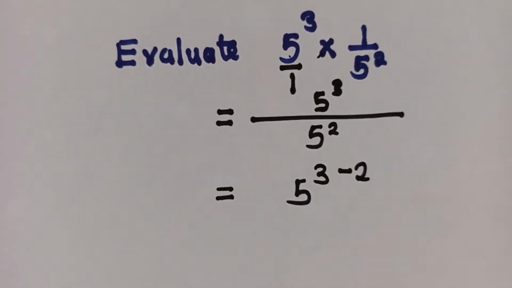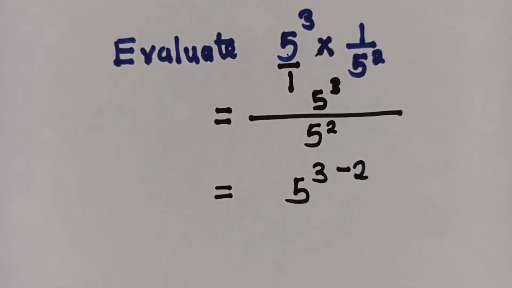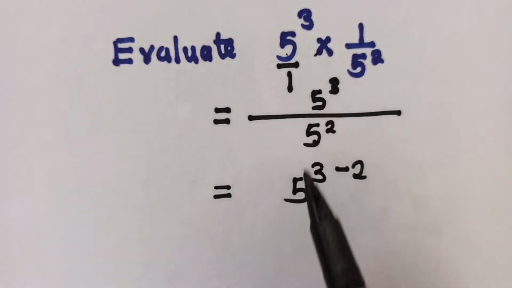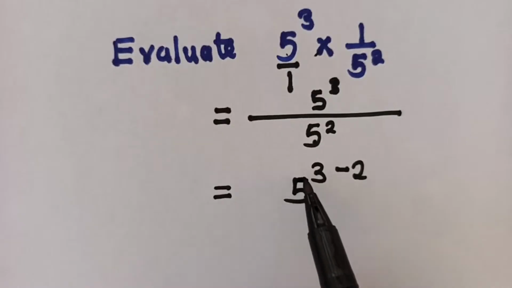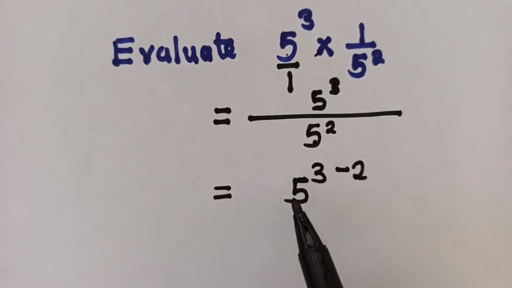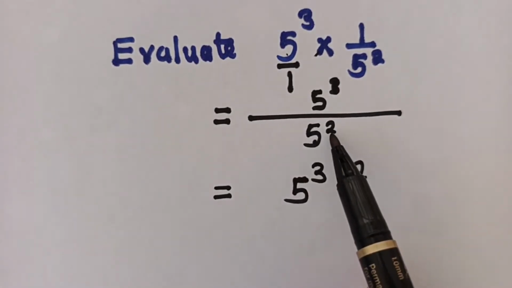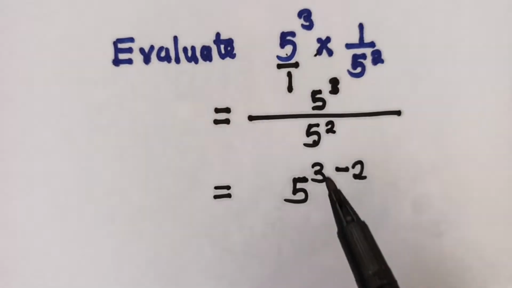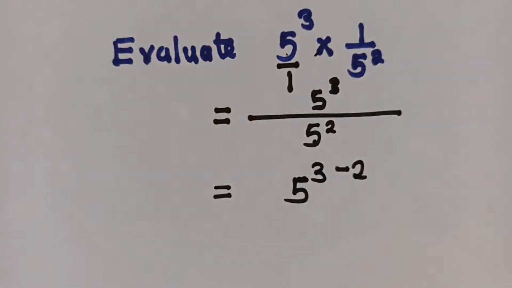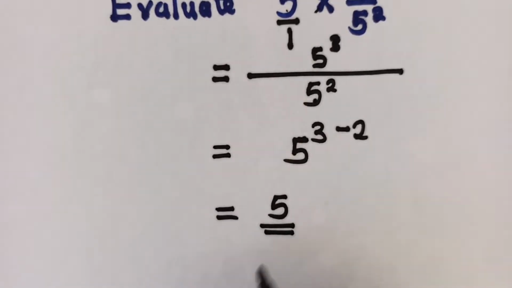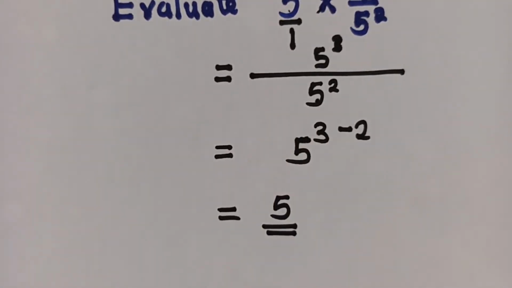Remember, when dealing with laws of indices, when the bases are the same, so we've got this base, which is 5, and here the base is 5, when they are the same, write that base. So this is a 5. And then to the power, this is power 3, so you say 3 minus the power which is down here. So the power on top minus the power on the denominator. And this is giving us 5 as our answer. This is 5 power 1, and it's our answer.